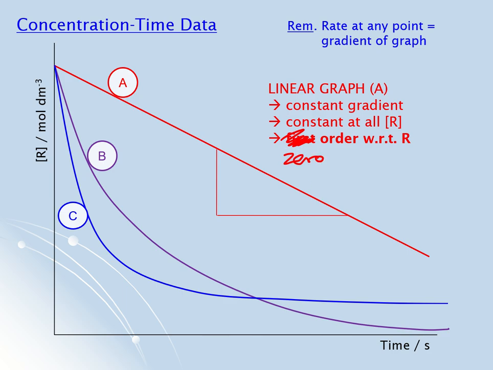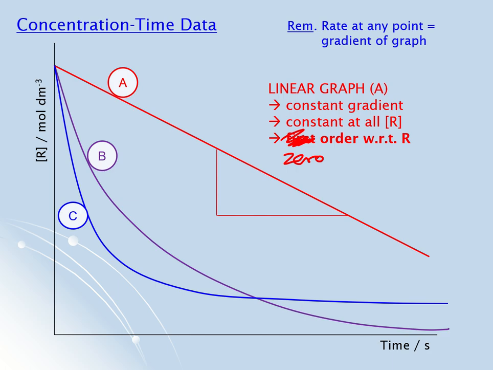In other words, that means that no matter what I do to the concentration of R, if I get a straight line on my concentration time graph, the change in the concentration has zero effect, no effect on the rate, therefore that is what we call zero order.